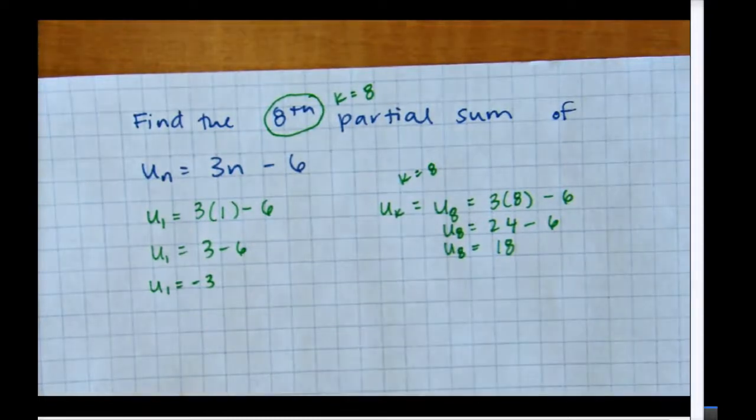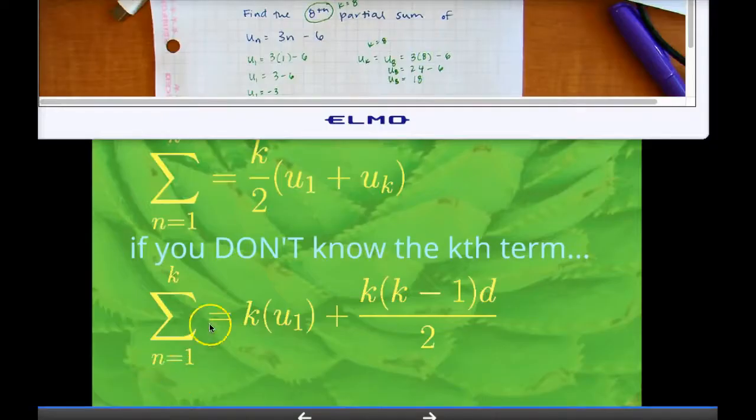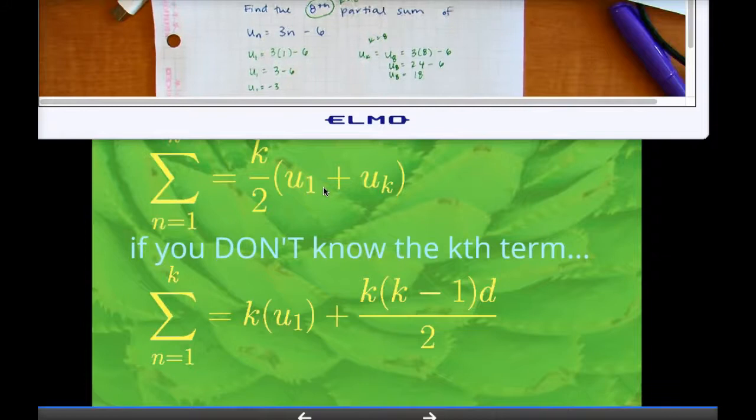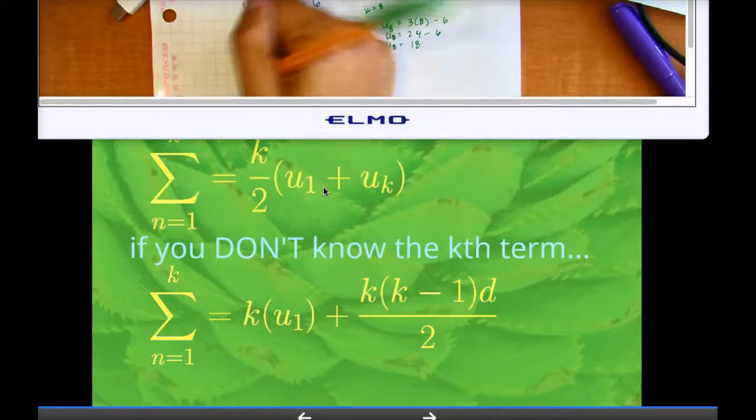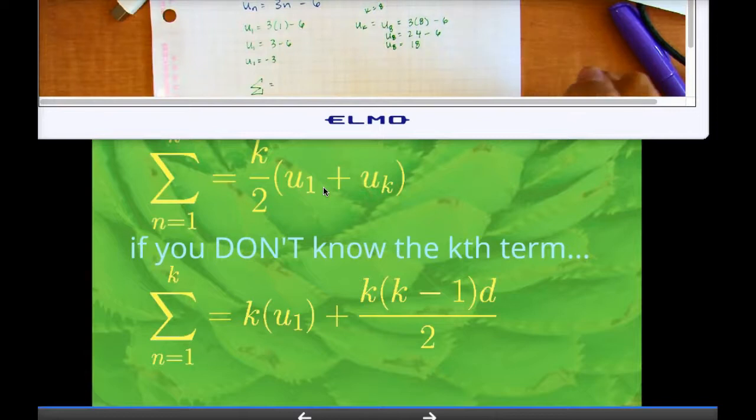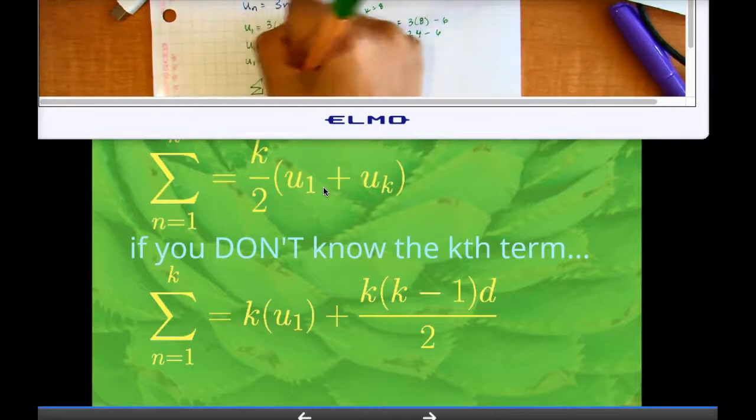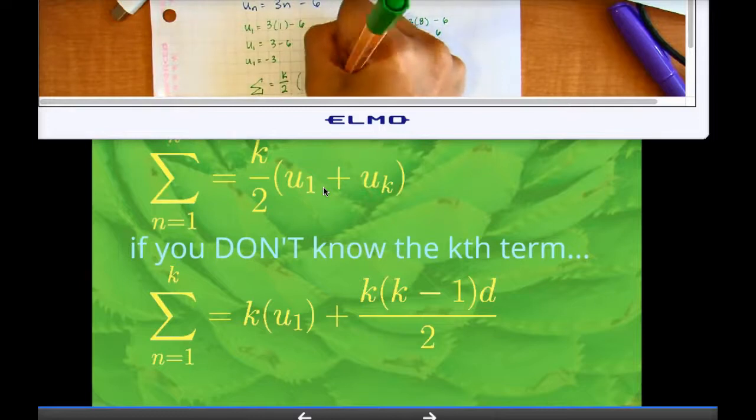So now, based on the information I have up here, which formula could I use? Could I use the top one or the bottom one? I know what k is, I know what u sub 1 is, I know what u sub k is. It's my 8th term. So in this instance, I'm going to use my top formula, and I'm going to copy that down right below. So my sum is equal to k over 2 times u sub 1 plus u sub k.